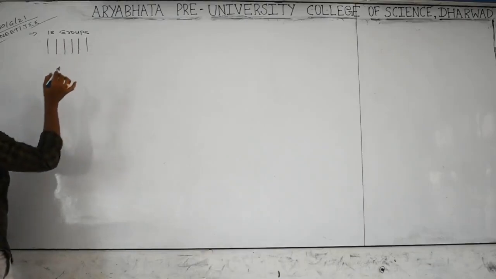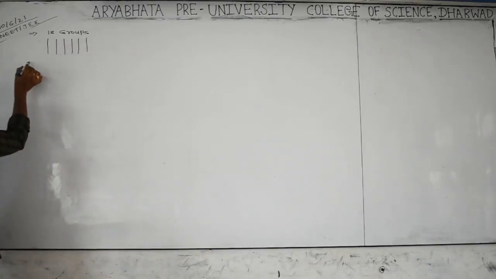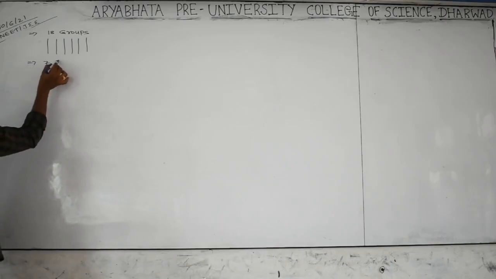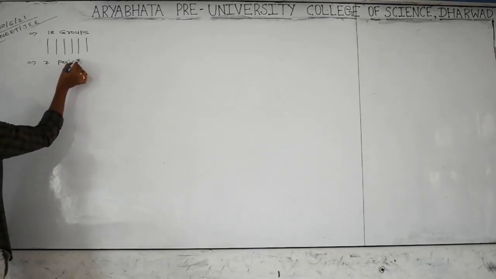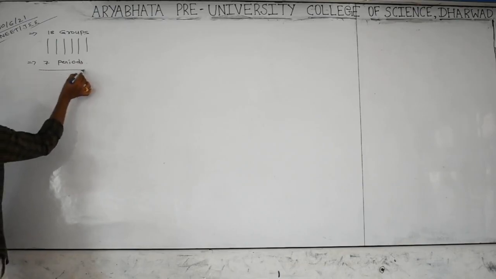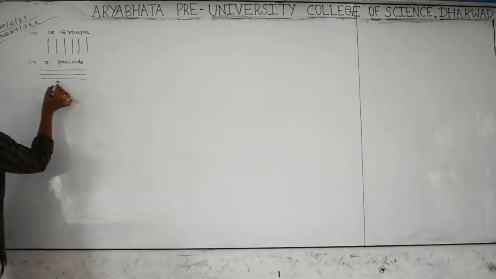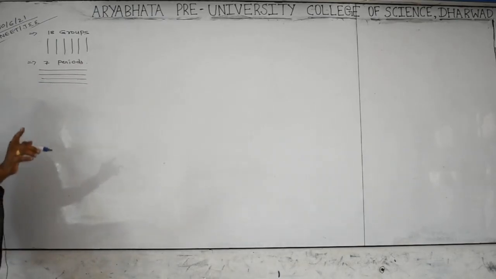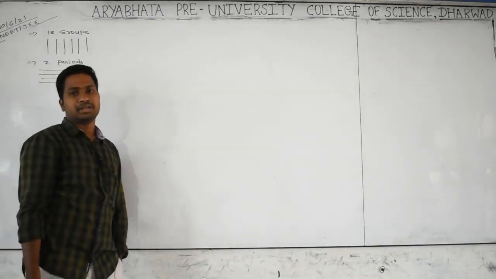How many will be there? 18 will be there. And we have 7 periods. What is the meaning of period? Horizontal rows are called periods. In the periodic table we have 18 groups and 7 periods.